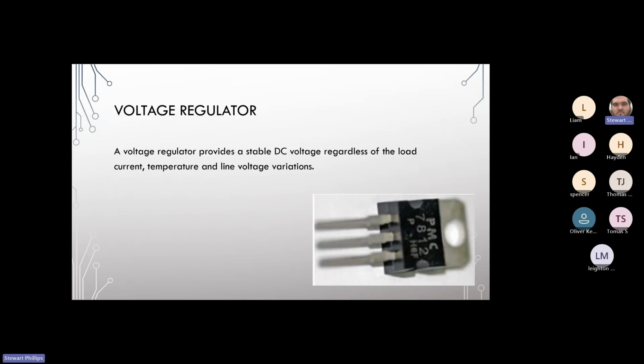Cool. Voltage regulators. A voltage regulator provides a stable DC voltage regardless of the load current, temperature, and line voltage variance.